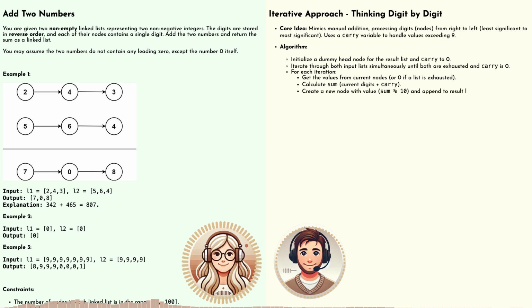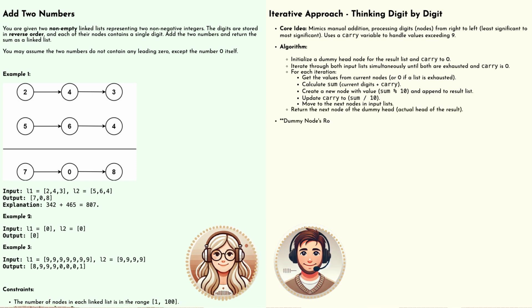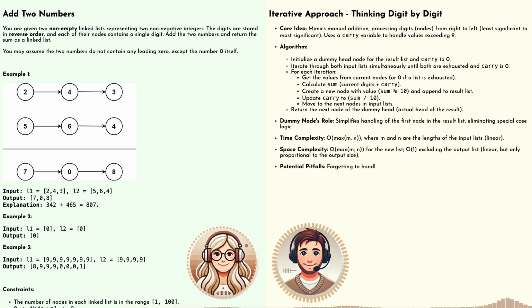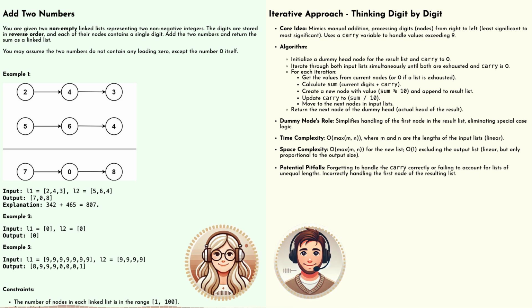Definitely. Let's think about how we add numbers by hand, digit by digit. We start from the rightmost digits, add them up, and carry over anything that's greater than 10 to the next column. Do you see where I'm going with this? I think so. Are you suggesting that we could mimic that same process but directly on the linked lists instead of converting them to integers first? Exactly.